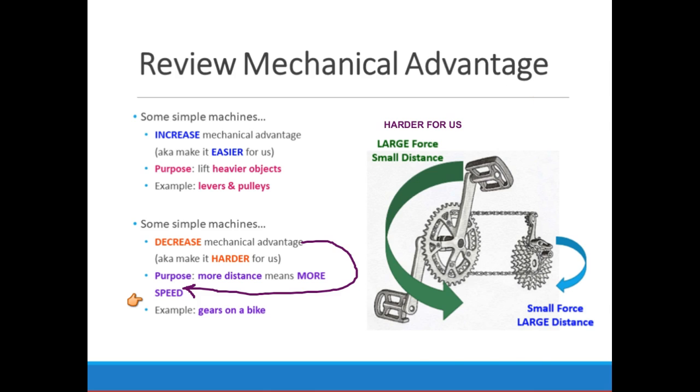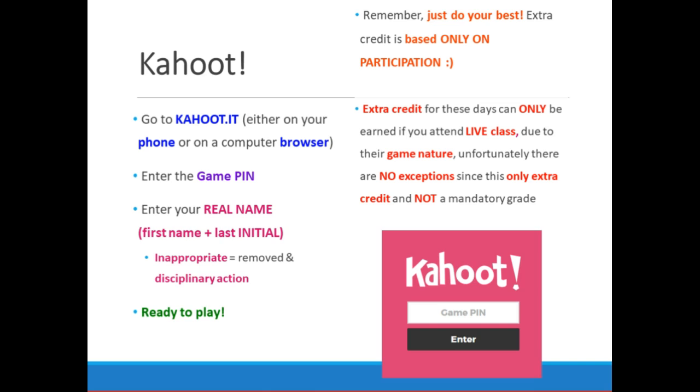Excellent. Looking good. Okay, so let's go ahead. What you're going to do, you're going to go to kahoot.it, either on your phone or a computer browser. Once I show you the pin, I'm going to have you enter it. And then you'll enter your real name, first name, last initial. Please don't use anything inappropriate. Please don't use your full last name just for security reasons. And then we should be ready to play.